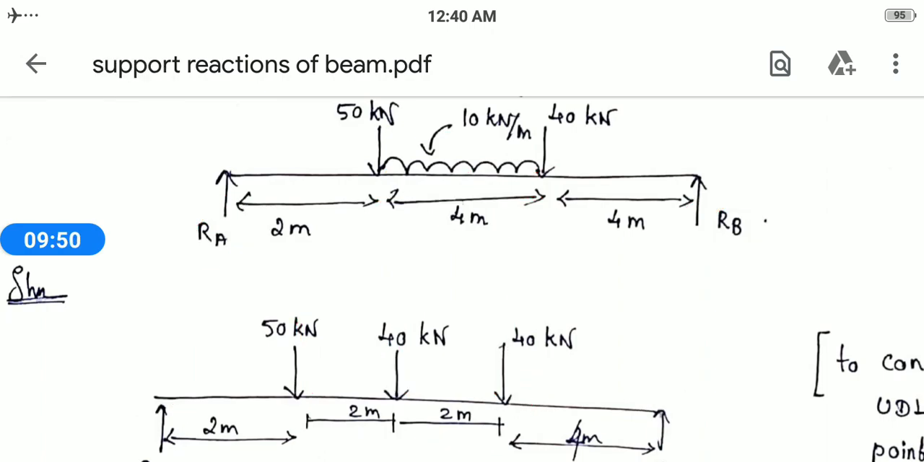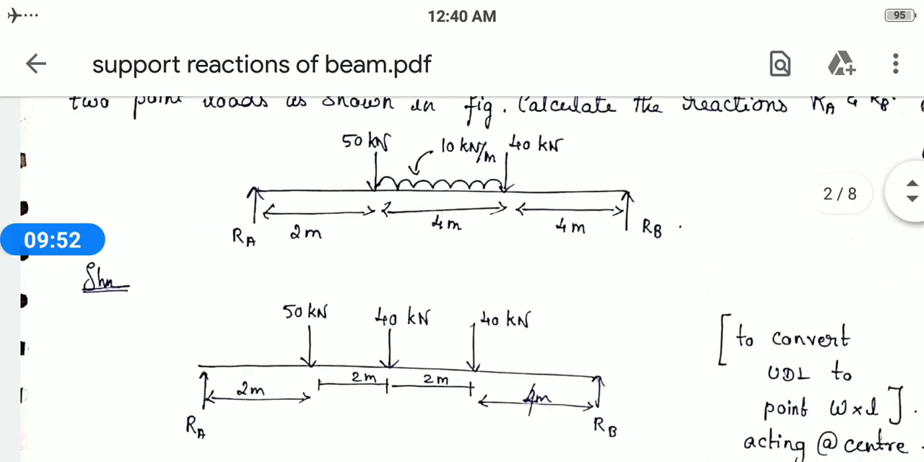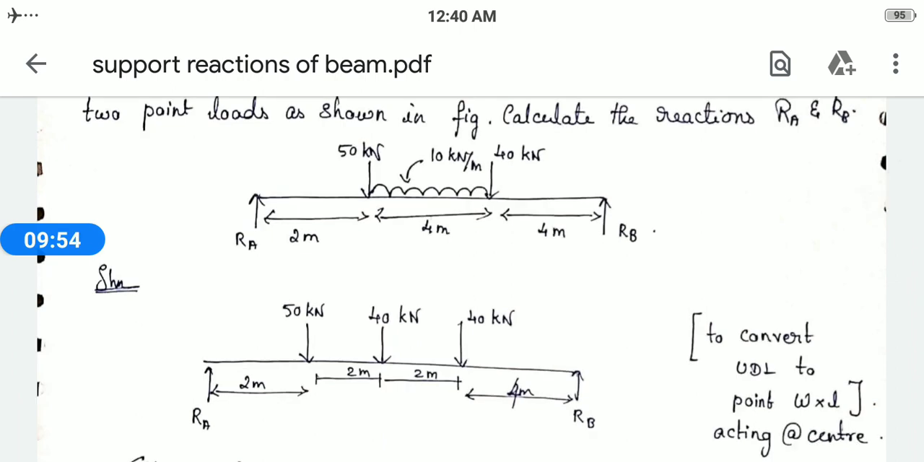This is the diagrammatic representation. After that, it is the normal calculation. We have three conditions, that is summation of vertical forces is equal to 0, summation of horizontal forces is equal to 0 and moment is equal to 0. Use the three conditions and find out your reactions.